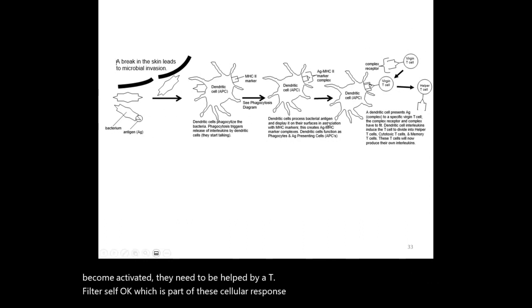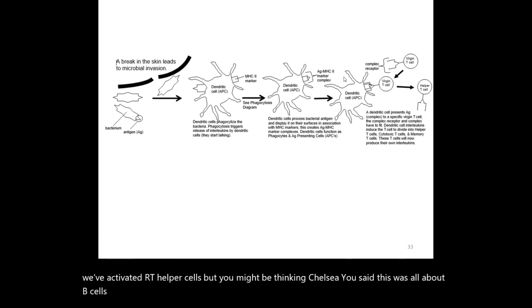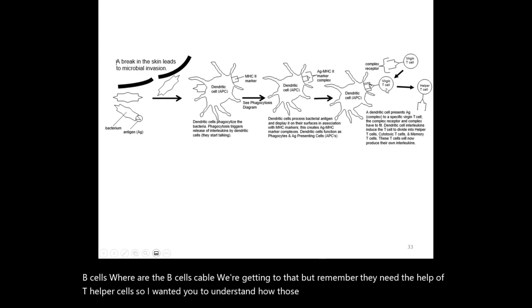All right, so all of this has happened. Okay, we've activated our T helper cells, but you might be thinking, Chelsea, you said this was all about B cells. Where are the B cells? Okay, well, we're getting to that. But remember, they need the help of T helper cells. So I wanted you to understand how those got activated.